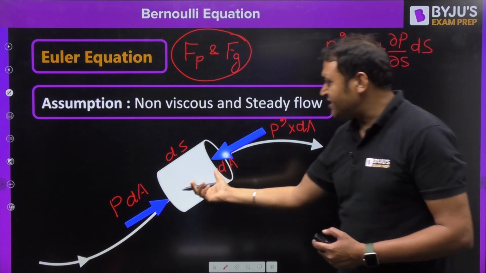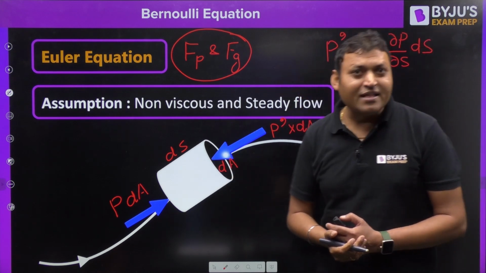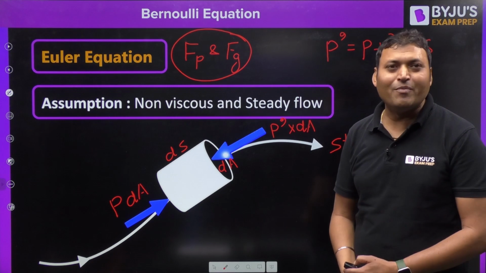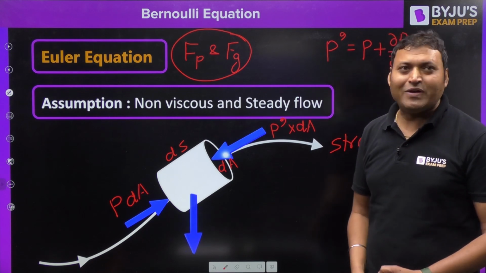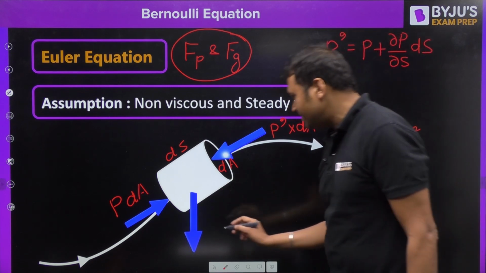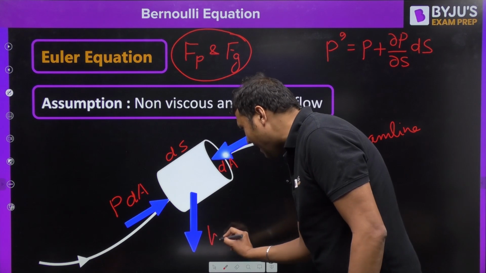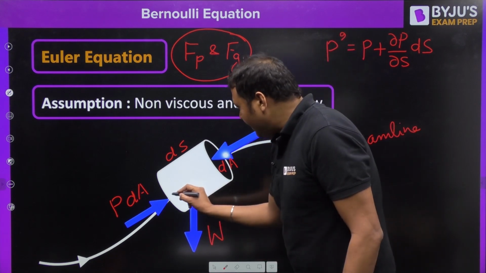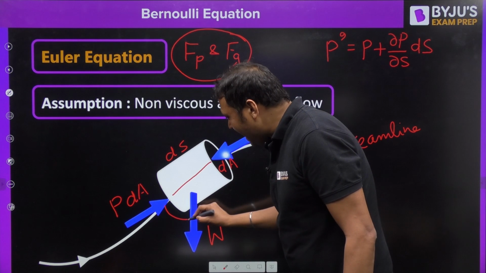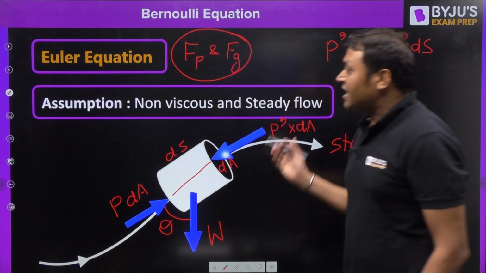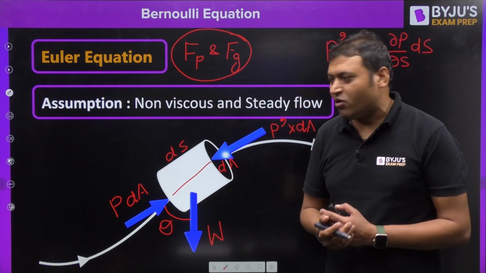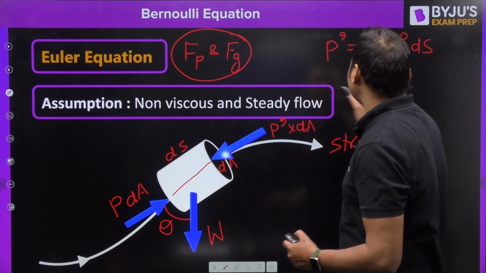Other than these two pressure forces, the other force acting on this fluid element is the gravity force, which is acting in the downward direction, that is the weight of the fluid element. If we assume this angle to be theta, and if we apply Newton's second law on the fluid element, what is Newton's second law?